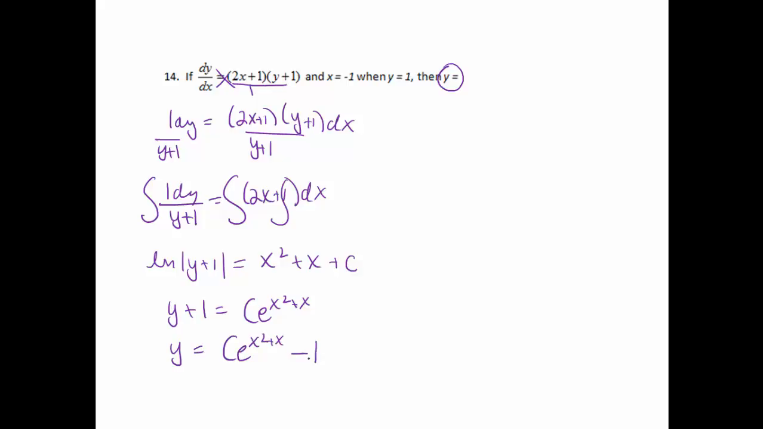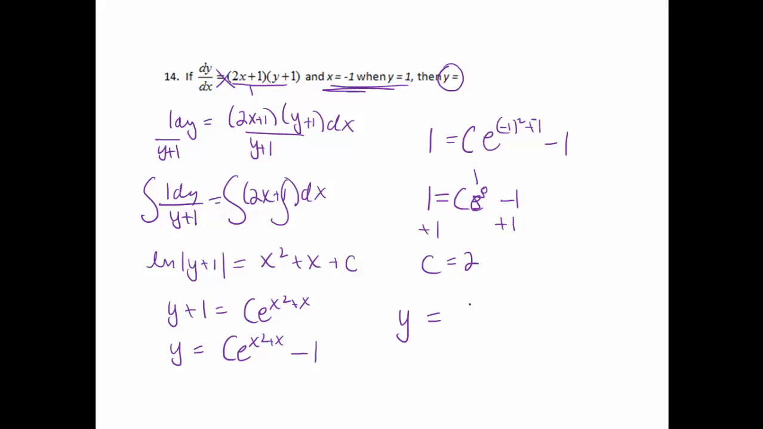And then from here, they did give me an initial condition, so that means I want to find c. So y equals 1 when x equals negative 1, so 1 equals c e to the negative 1 squared plus negative 1 minus 1. x was negative 1, so that's going to be a negative there. So we're going to get 1 plus negative 1, which is going to give me 0. E to the 0 is 1. I'm going to add 1 to both sides, and that gives me that c is equal to 2. So my final answer is going to be y equals 2e to the x squared plus x minus 1. And voila.